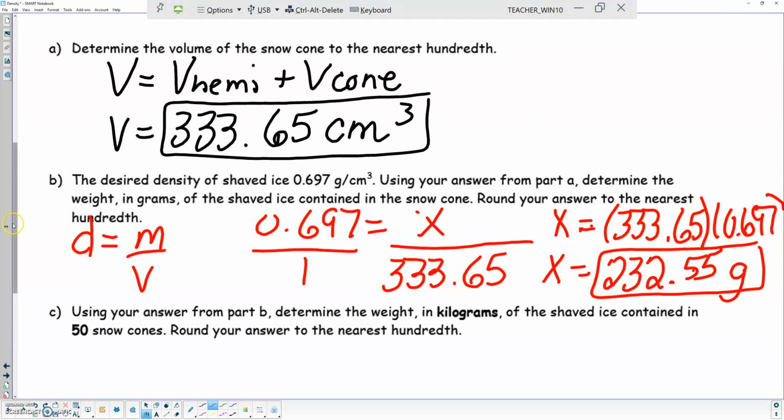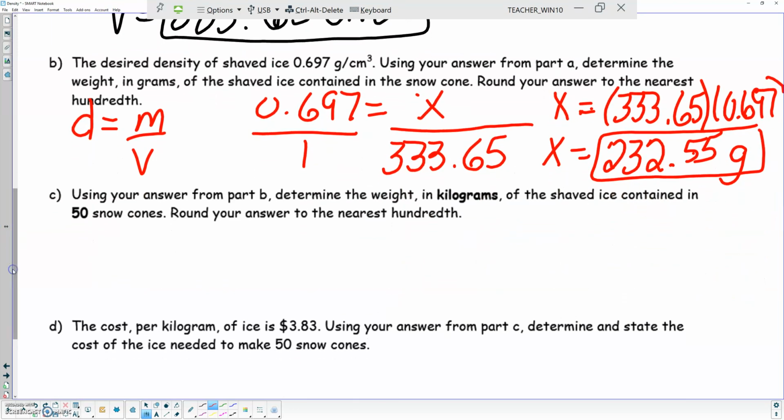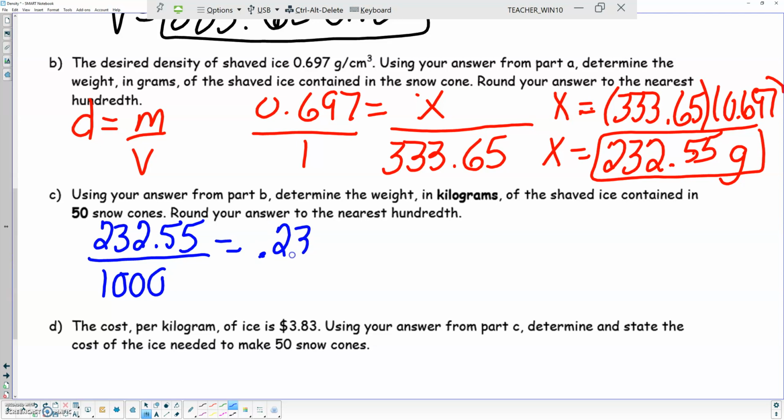Okay, part C. Using your answer from part B, determine the weight in kilograms of the shaved ice contained in 50 snow cones. Okay, so they want the weight in kilograms of 50 snow cones. So to go from grams to kilograms, there's 1,000 grams in a kilogram, so we're just going to divide by 1,000. So that's 0.23255 kilograms.